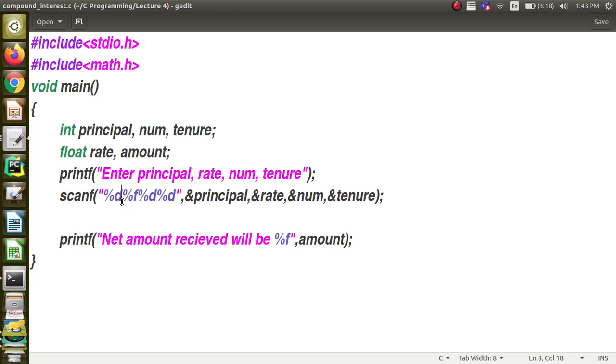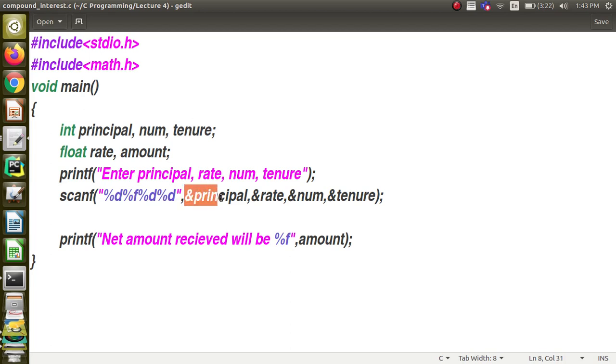The first one you are going to read is the principal. Look at the data type of principal, it is integer, so you will put %d. Next one is the rate of interest. Rate of interest is float, so you have to use %f. Third one is the number of times it is going to get compounded, so it is going to be %d. And then the tenure for which we are making the investment, that is also going to be integer %d, right.